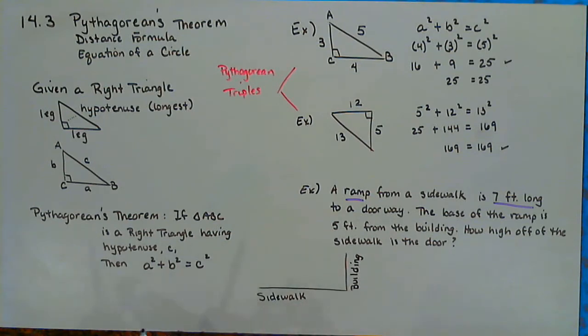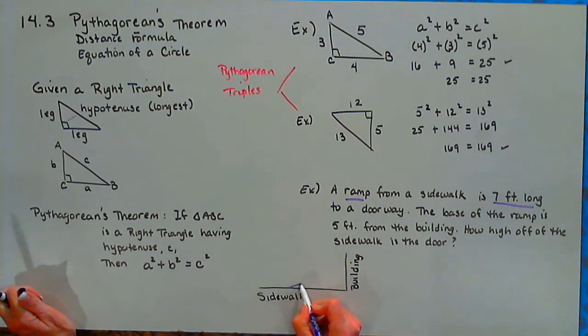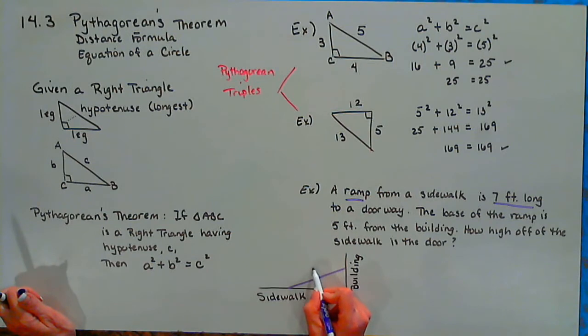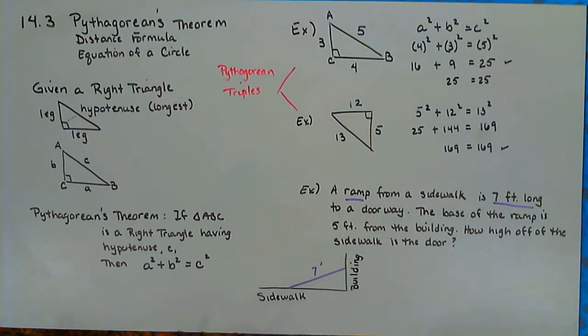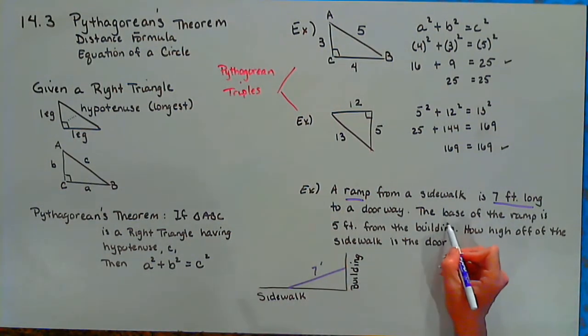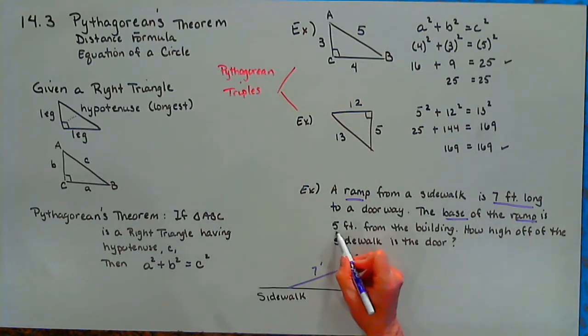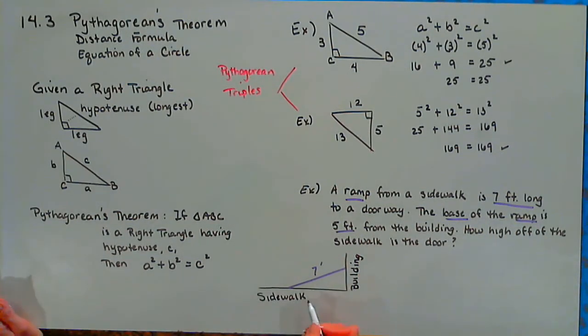And I have this ramp. So here's this ramp. And I know this ramp is 7 feet long. The base of the ramp is 5 feet from the building. So that must mean that from the edge of the building to the base, the bottom part of my ramp, is 5 feet. Now, assuming that the building is vertical, and in this case, we can assume that our buildings or trees or people, towers, are all vertical from the ground up.